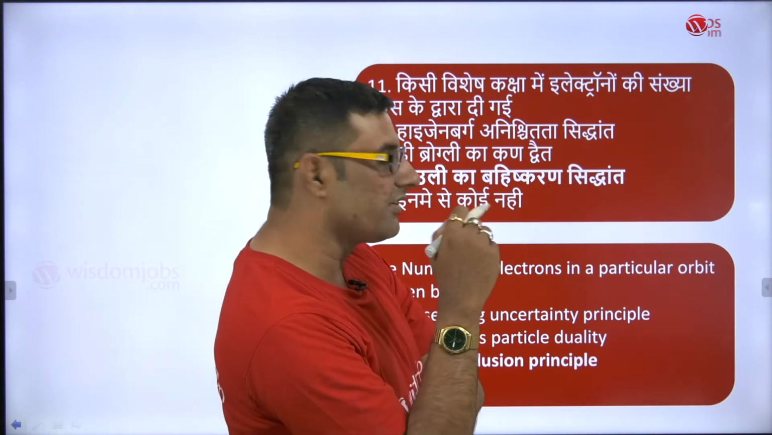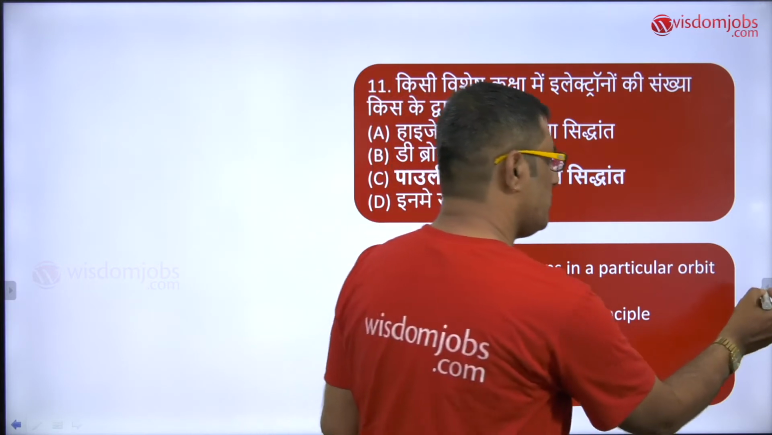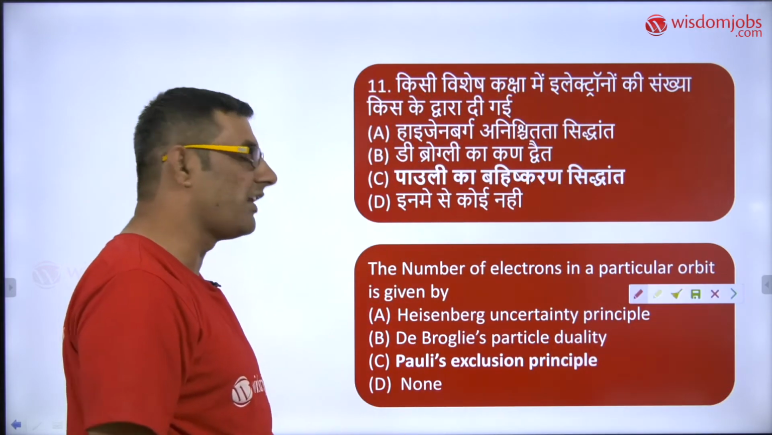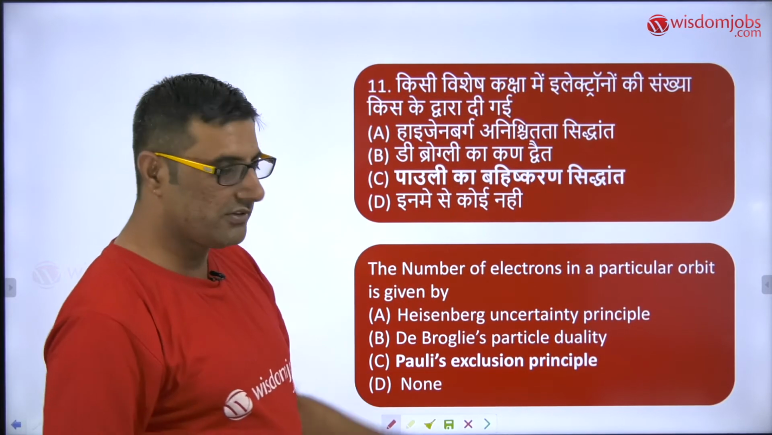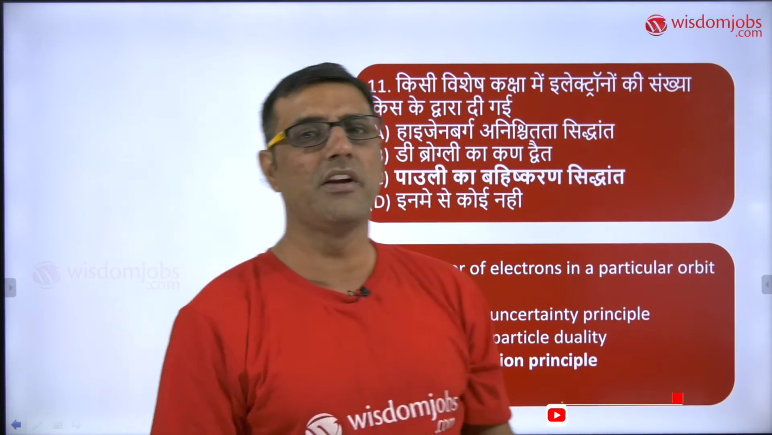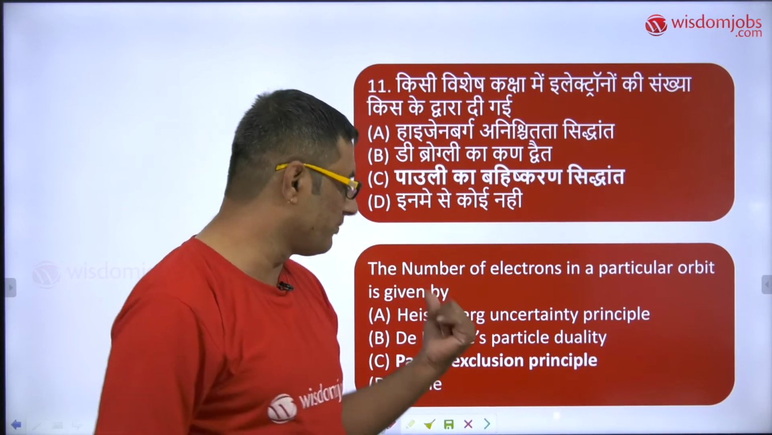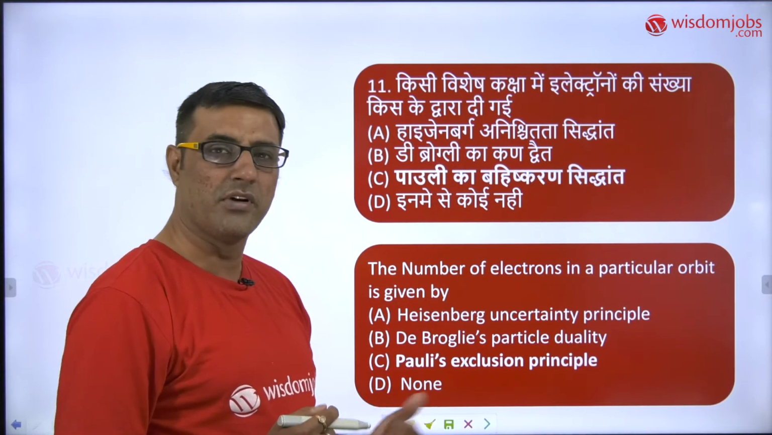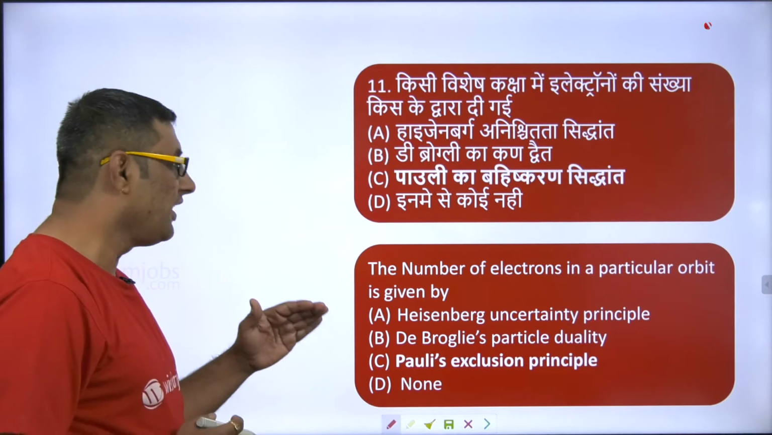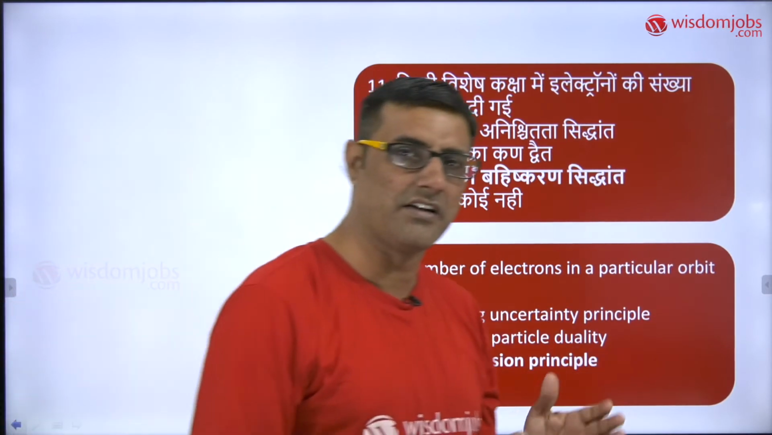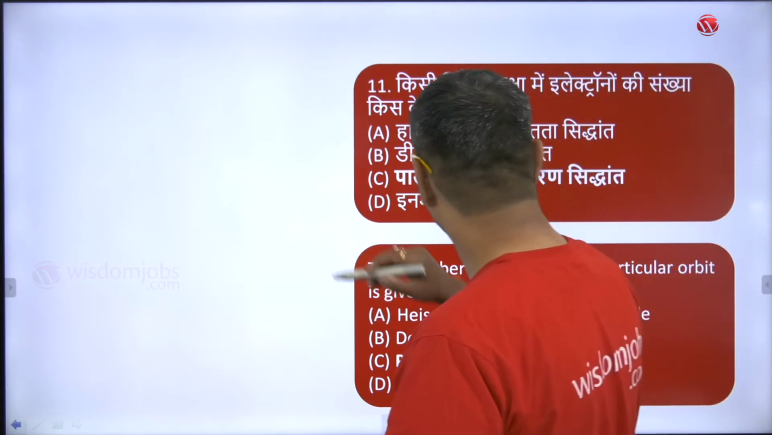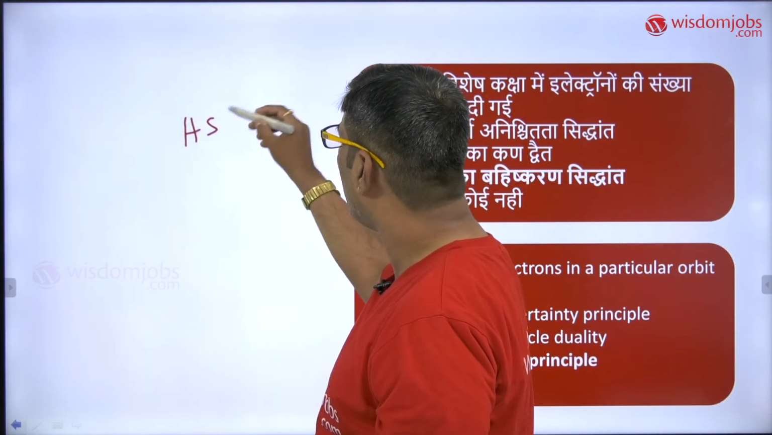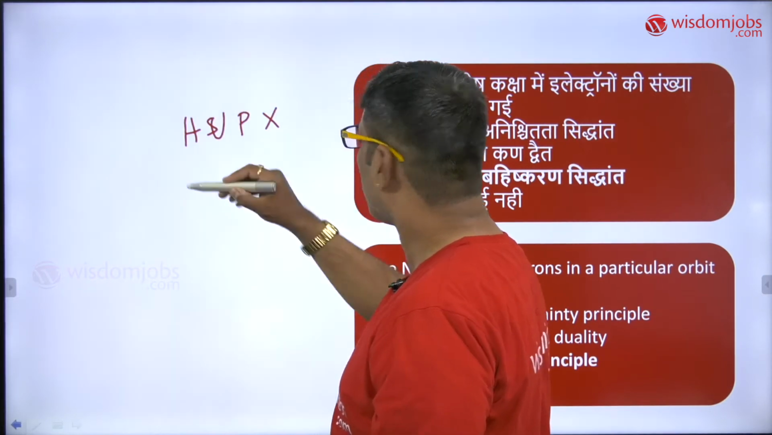So now let us look at the given options. The first option is Heisenberg's uncertainty principle. The name itself indicates it is uncertainty. The position of an exact electron cannot be determined with 100% probability. That is the postulate of Heisenberg's uncertainty principle. So obviously it has nothing to do with the number of electrons in an orbital. So Heisenberg's uncertainty principle is not a correct option.